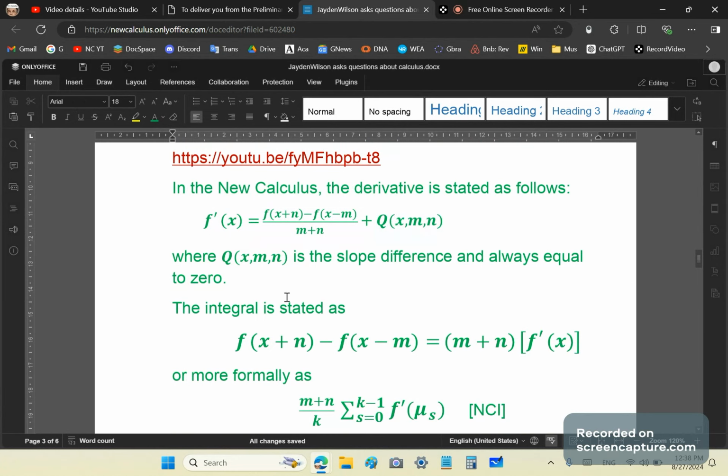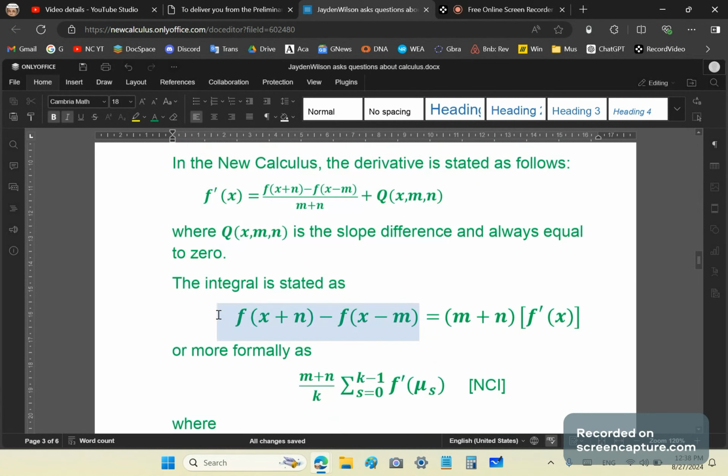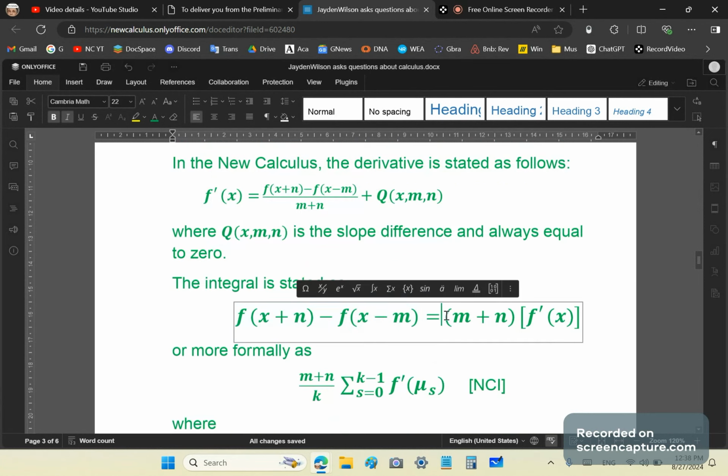So the integral is also stated from this identity. It's simply this equal to the product of the two arithmetic means, the slope interval and the mean of the y-ordinates in that interval.